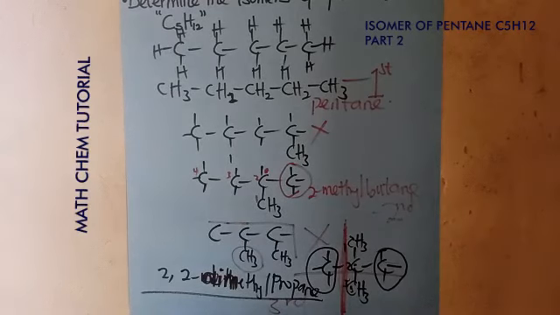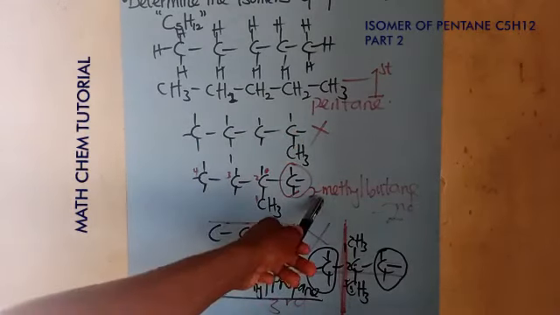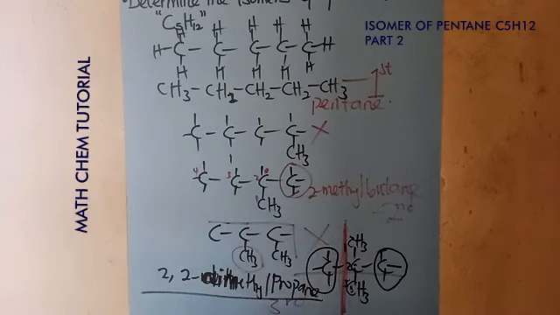So in a nutshell, pentane has 3 isomers, and they are what? Number 1 is normal pentane, which is this. Number 2 is 2-methyl-butane, and number 3 is 2,2-dimethyl-propane.